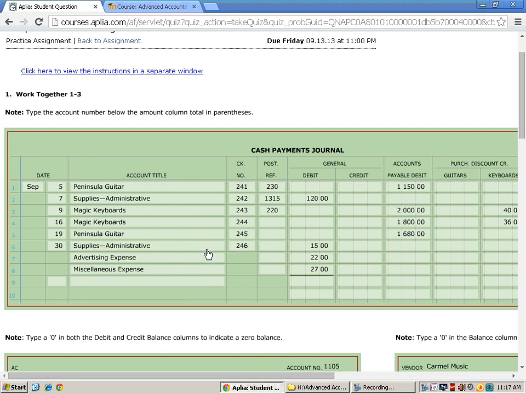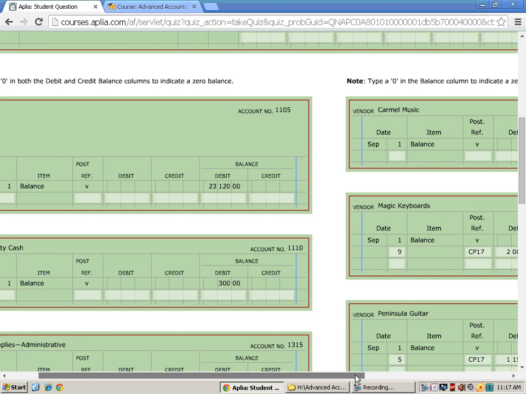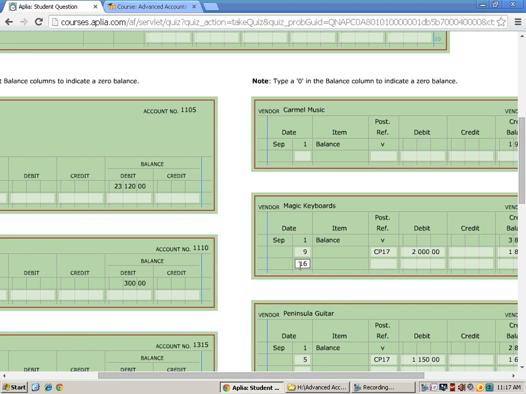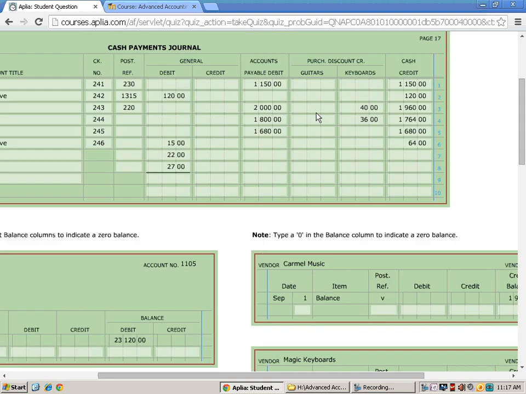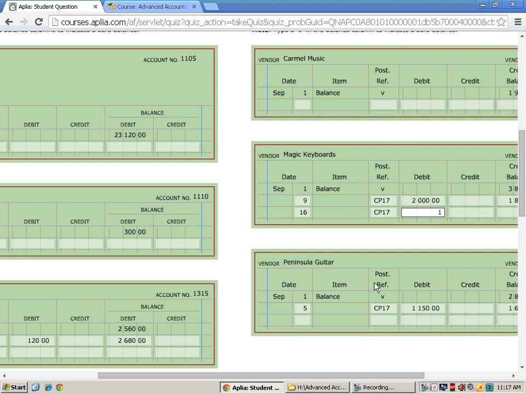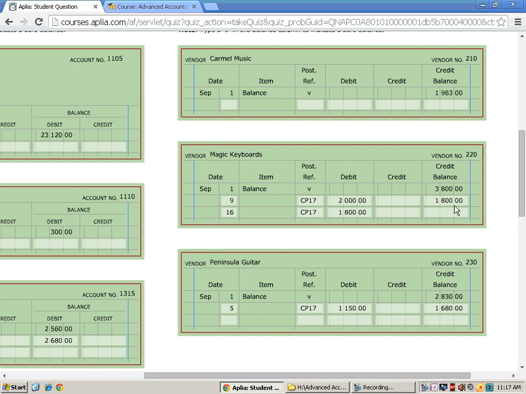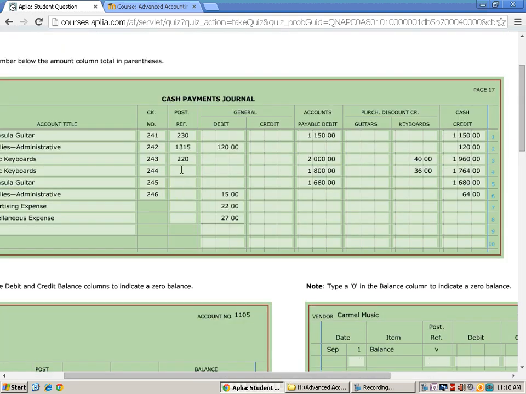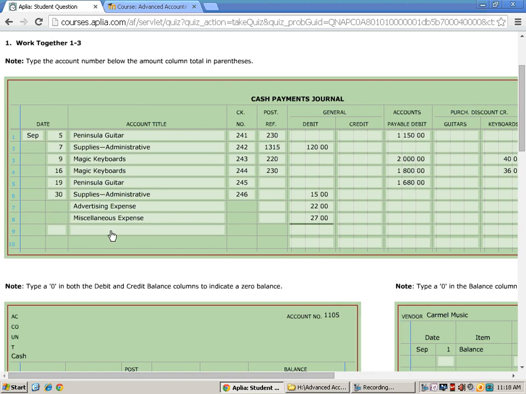Next, we have September 16th. We paid Magic Keyboards again. So it's the 16th, CP 17. This time we paid them $1,800, or we were supposed to pay them. That's not exactly what we paid them because we had a purchases discount, but that's how much we were supposed to pay them. Well, that's what our balance was. So we have them paid off. So we have to put a 0 in our credit column. All right. We then go up here to 230. Magic Keyboards is not closed. It just means currently we don't owe them any money.